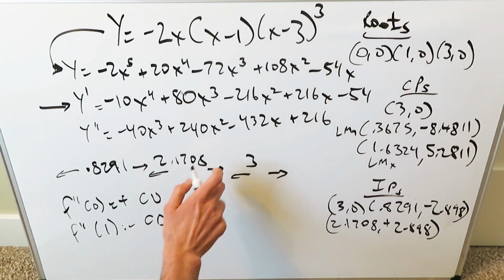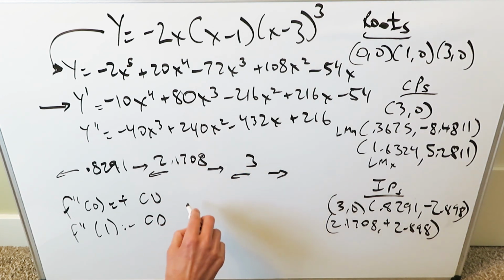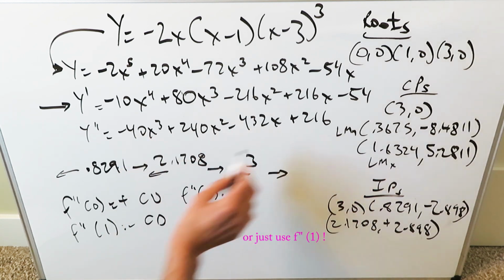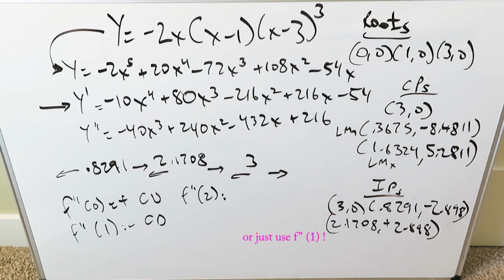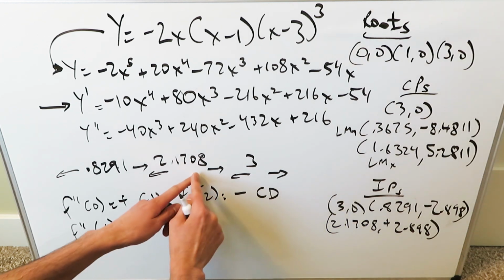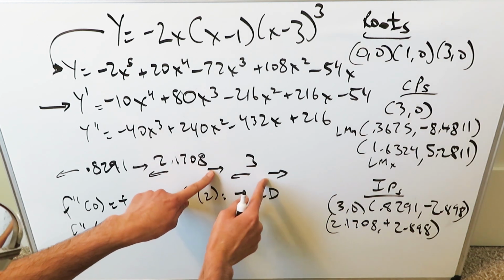Now look at this other inflection point x value, 2.1708. I'll take an x value of 2. I put it here and I'm looking at a sign. Is it positive or negative? When I put 2 over here, I have a negative output. It's a concavity down. I'll take a value now towards the right, which will be the same as a 3.